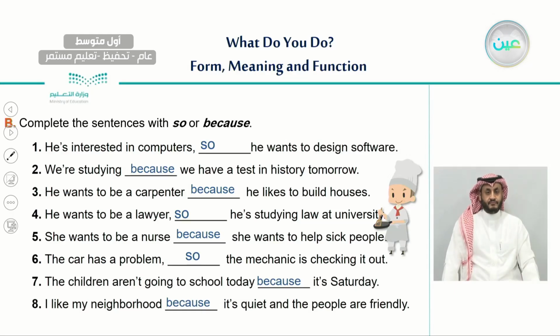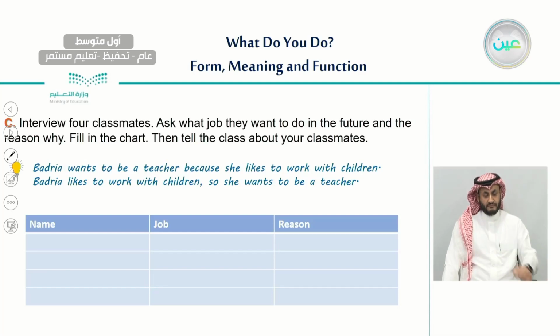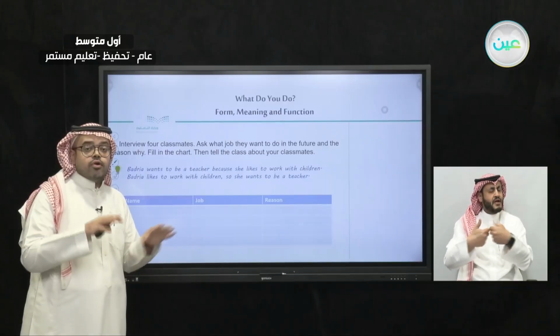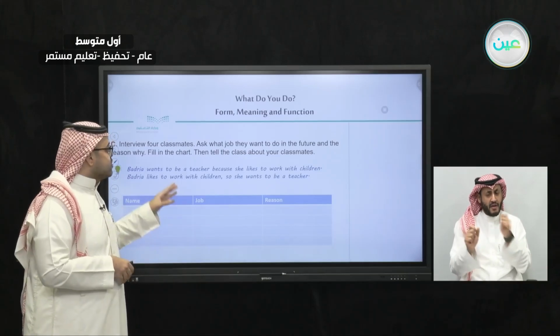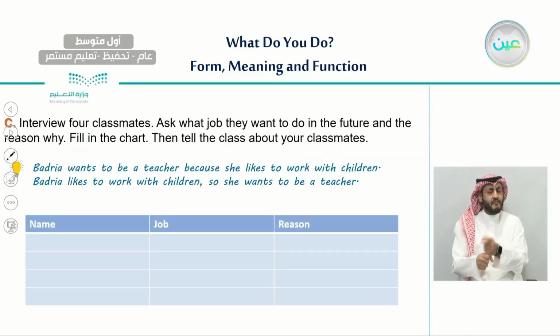So now moving on to exercise number C, which is a very interesting exercise. In this one, you're going to interview 4 classmates, 4 family members if you like, 4 friends. Ask them what job they want to do in the future and the reason why, and try to fill in this chart and then tell the class about your classmates.